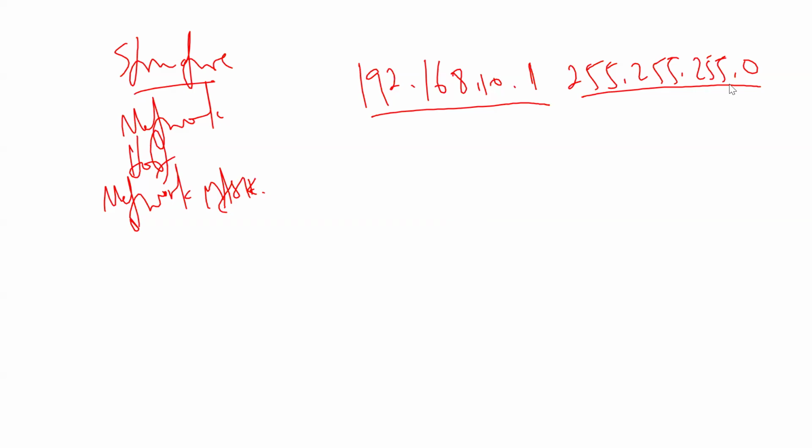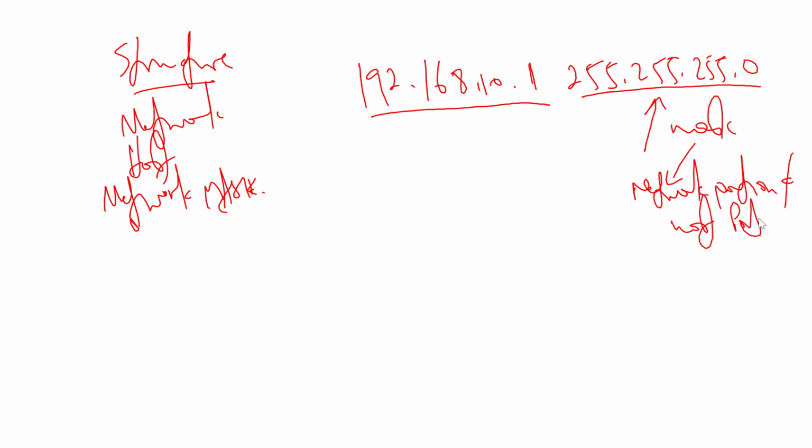The reason why we have the mask is to separate the network portion and the host portion of the IP address here. So the mask is used to identify the network portion and host portion. That's the importance of the mask. Why do we have the network portion and host portion in IP addresses? I always give an analogy.